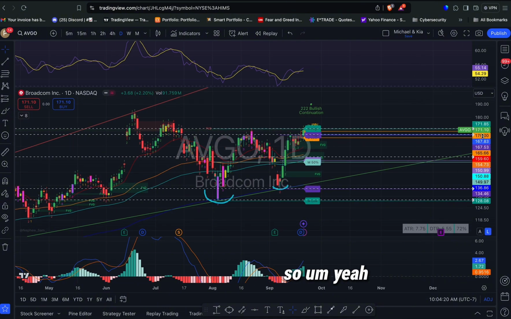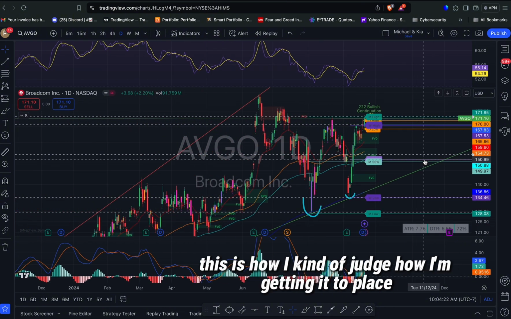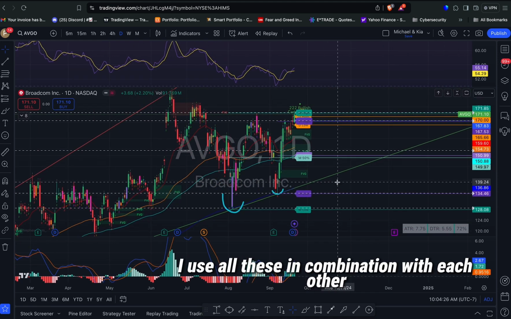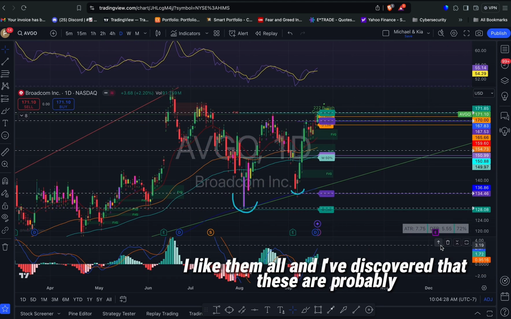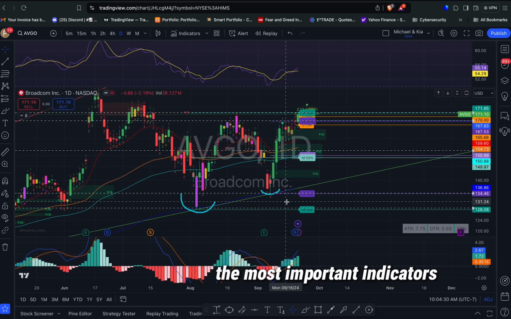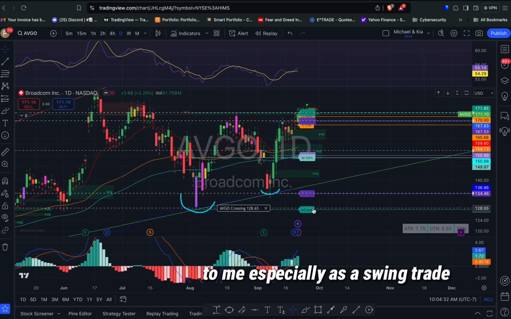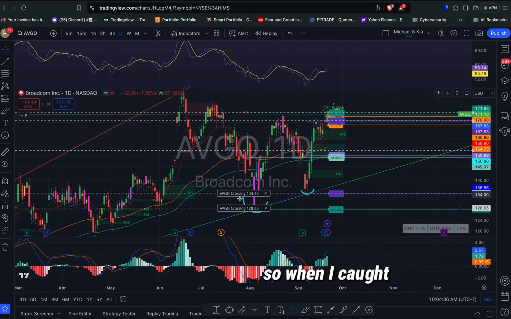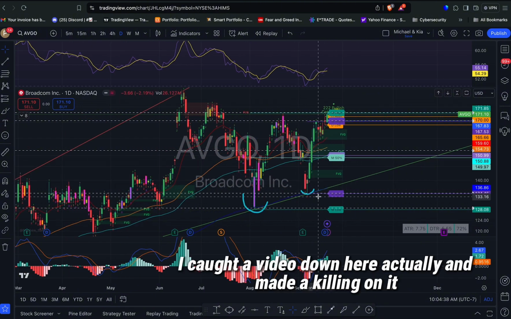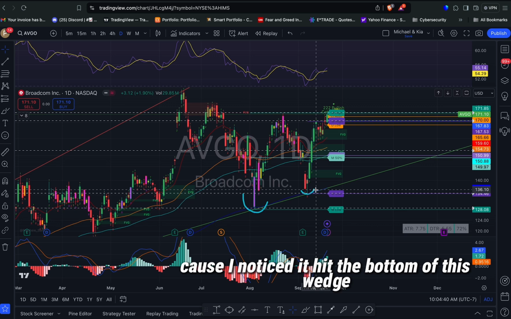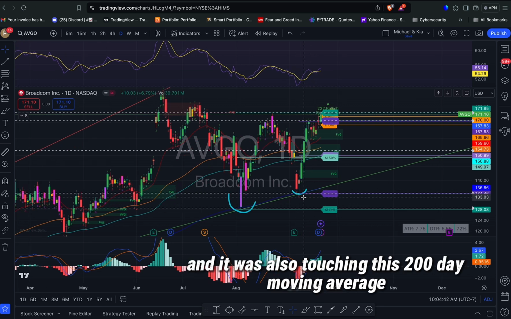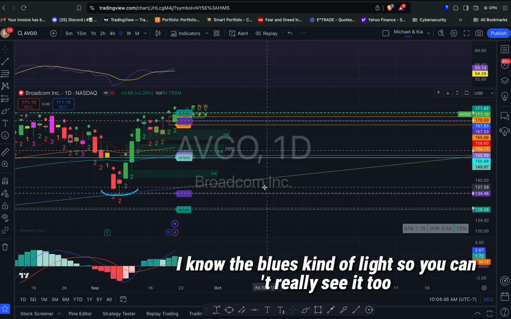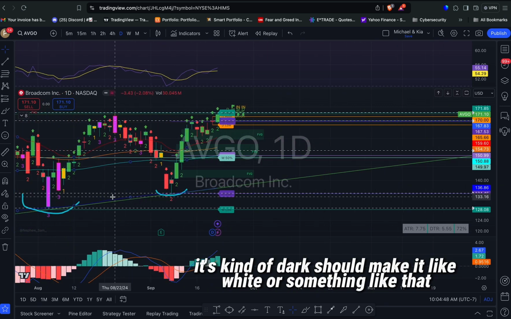So, yeah, these are all my indicators that I use. This is how I judge how I'm getting into plays. I use all of these in combination with each other. I like them all, and I've discovered that these are probably the most important indicators to me, especially as a swing trade LEAP trader. I think this is what works the best. So when I caught AVGO down here, I made a killing on it because I noticed it hit the bottom of this wedge, and it was also touching this 200-day moving average. I know the blue's kind of light, so you can't really see it. It's kind of dark. Should make it white or something like that.